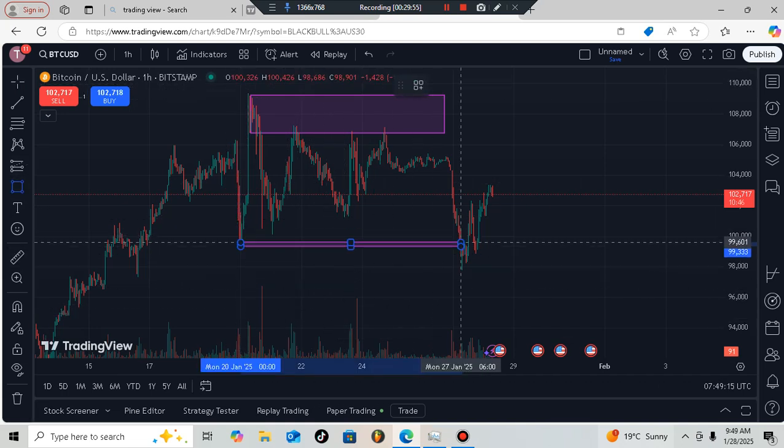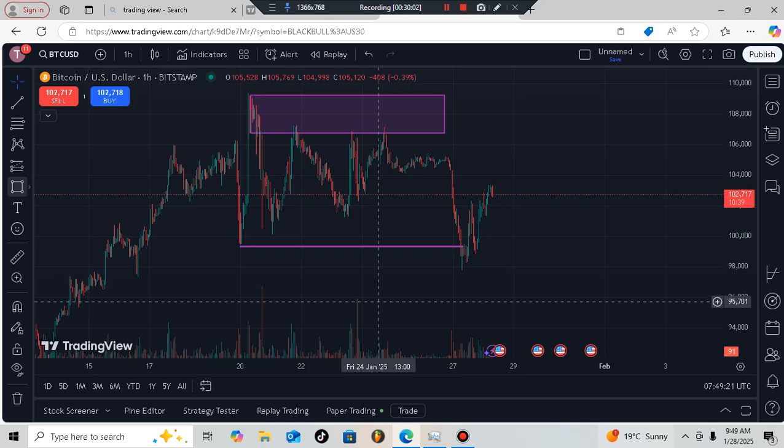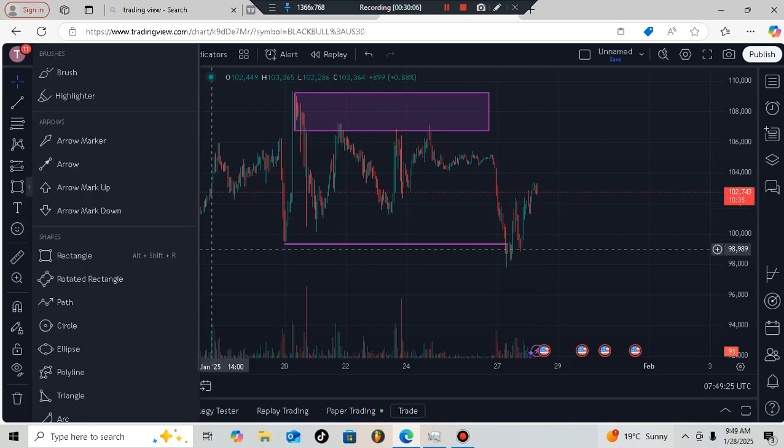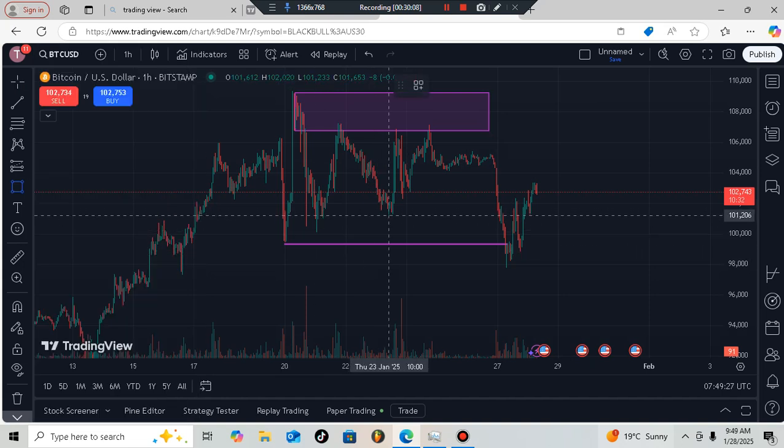And I liked how it dropped from that area, breaking these significant structures on the H1. Very beautiful stuff right there. Stuff that we need to see. Stuff that's necessary for us to see.